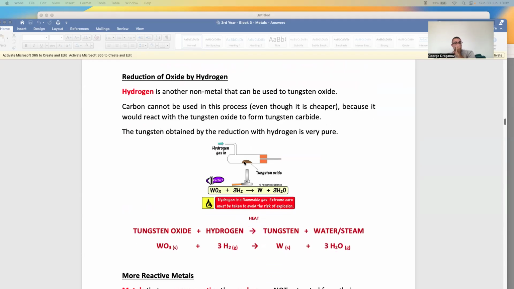So you've got solid tungsten oxide here that you heat up to a high temperature. You pass the hydrogen gas through and it goes out this way as steam, because the hydrogen removes the oxygen from the tungsten oxide to form water or steam, and it will leave your pure tungsten here. So why can't you just use carbon, you might ask, because carbon is cheaper? Well, the problem is the carbon can actually react with the tungsten formed, because it's very hot, to form tungsten carbide. So this is just a specific point about tungsten for AQA people. For Edexcel people, it's just interesting to know that you can use hydrogen to displace a metal oxide.